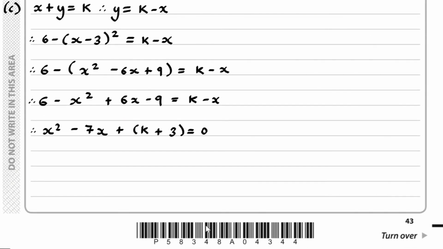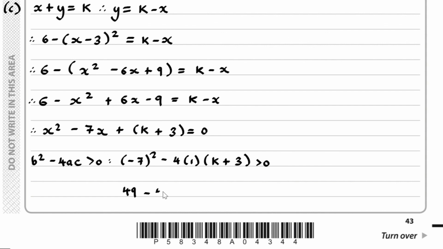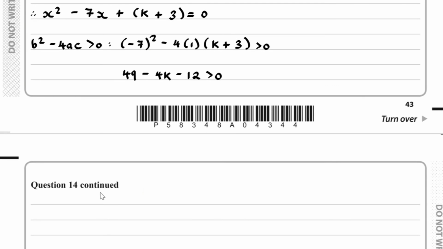And at this point, if we use the discriminant, b squared minus 4ac being greater than 0, then we've got minus 7 squared minus 4 times 1 times k plus 3 is greater than 0. So I've got 49, subtract 4k, subtract 12 is greater than 0, and therefore k is less than 37/4.